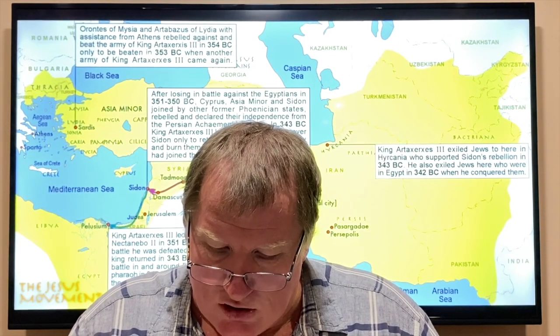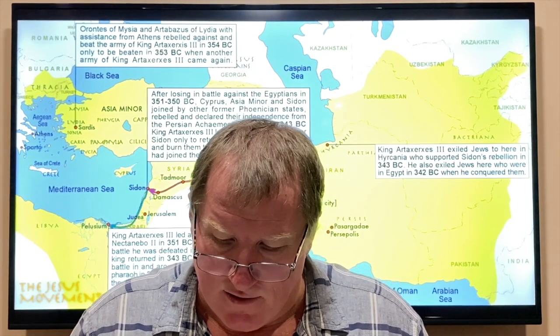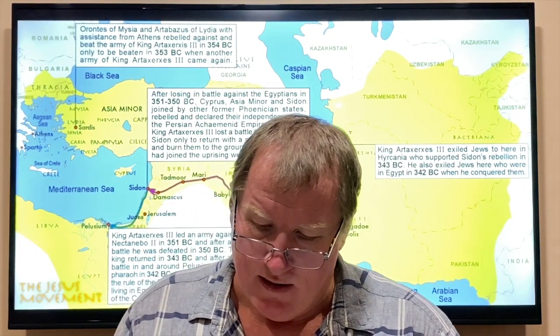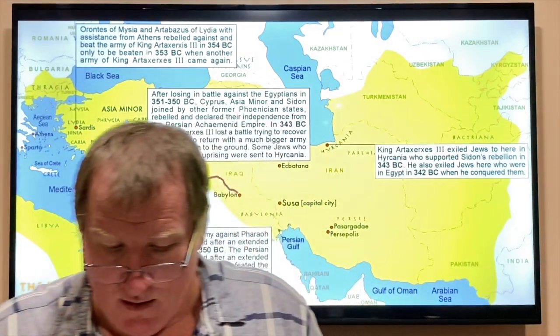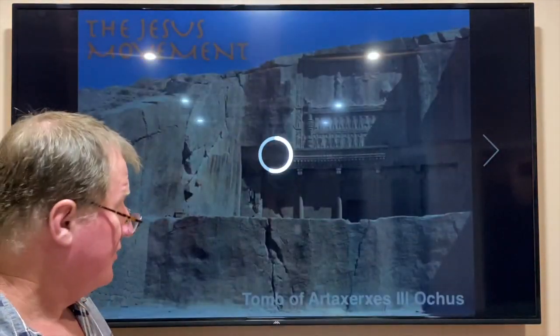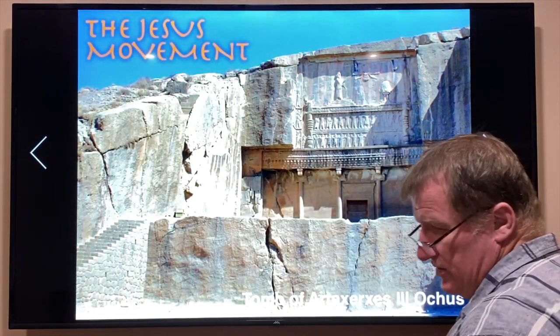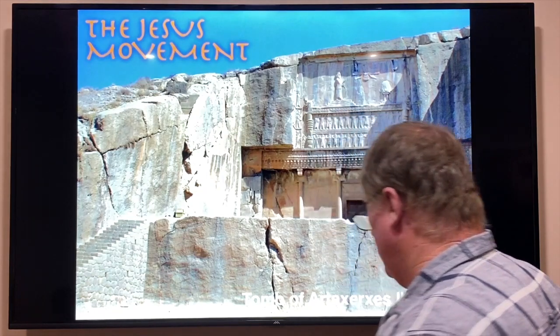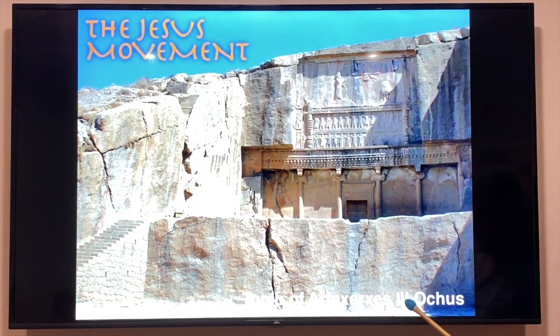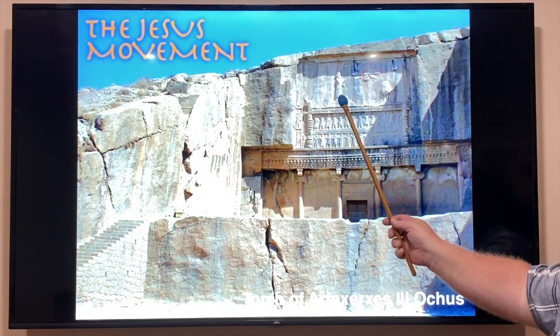And at this point in time, because he's now aged 87, Artaxerxes III actually dies in September of that year of 338. So just going to the next picture here. We mentioned this before, so this is yet another tomb. This is the tomb of Artaxerxes III, Ochus. You can see once again, here he is here.